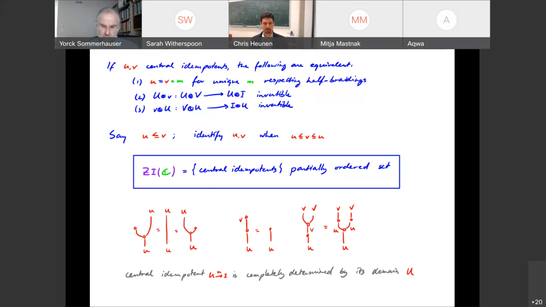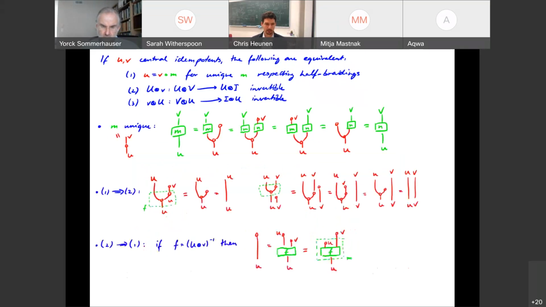Now this also means that I'm justified in just drawing a little dot for the morphism little u, because a central idempotent little u is completely determined by its domain, by the object big U. All right, that's exactly what this collapse to a partially ordered set does for us. Oh, and I didn't say it on the last slide, but if U is below V, that means U factors through V by some unique morphism M. That morphism is unique, so I'm justified in just drawing a little dot for that as well. So if U is below V, U coming in, little dot, V going out.